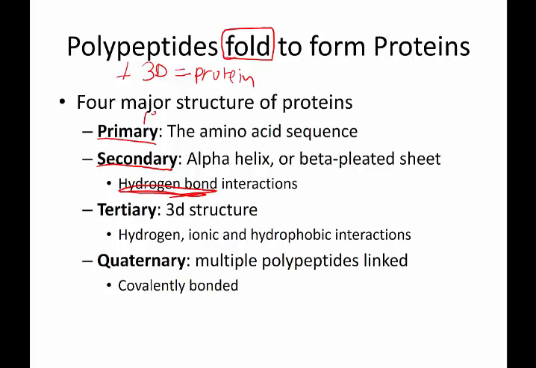Once we reach the level of tertiary structure, this is now 3D structure, and now we have a true protein at this level. So once a polypeptide has reached tertiary structure, it's now become a protein. So now, in addition to hydrogen bonding, we have ionic and hydrophobic interactions. So this is now 3 different types of bonds, each playing a role to give that protein a 3D structure. And then quaternary is the last type of structure in proteins. So this is multiple polypeptides linked together. And specifically, these are linked by covalent bonds. So not by hydrogen or ionic bonds, but specifically by covalent bonds.